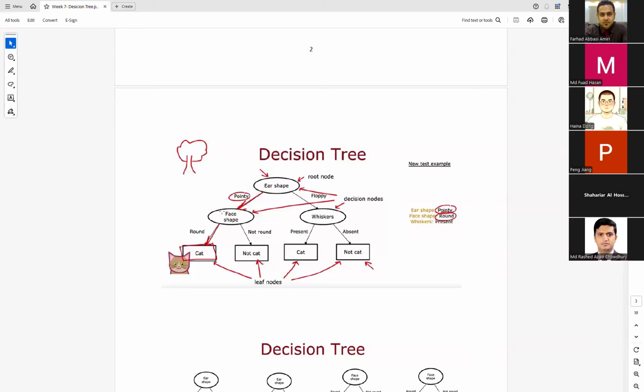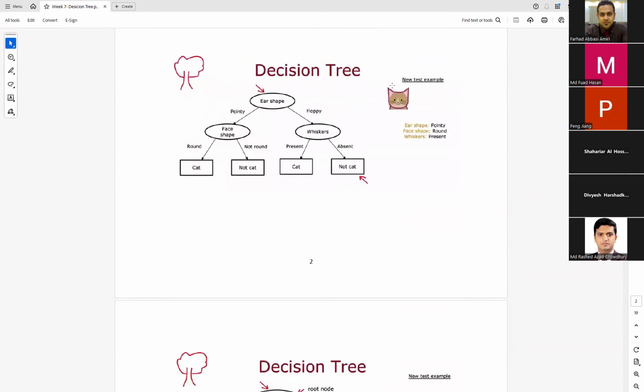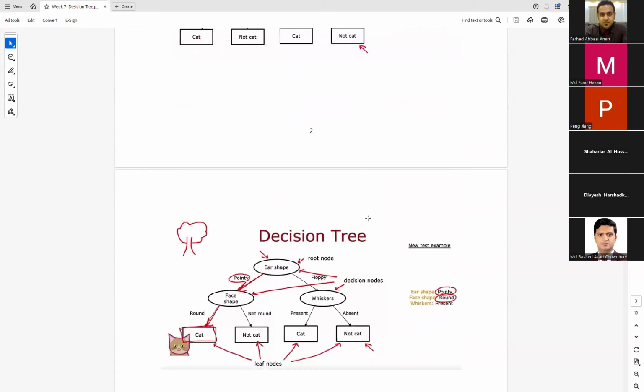and we reach this decision node, the face shape. Now, what is the face shape of the cat? It says the face shape is round. So between not round and round, we choose this sub-branch, which is round, and then we reach this node. And this node says that this image is a cat. So the decision tree makes a prediction and says that this image is a cat, which is correct, right? Because the image was of a cat.